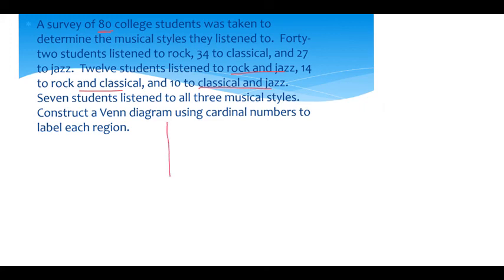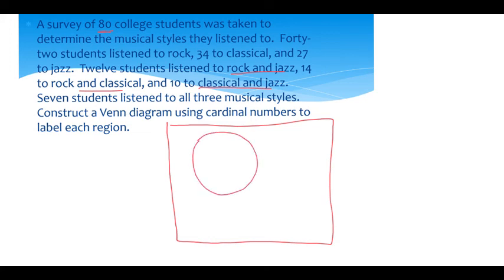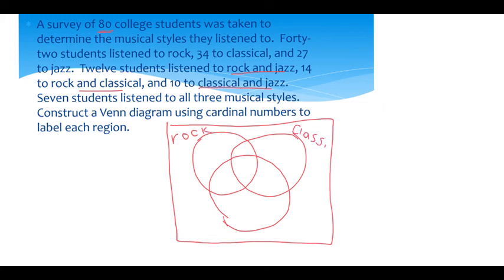So this time, because I have 3 different music sets or genres, I'm going to use a 3-circle Venn diagram. So we got to draw our 3 circles. And then I'll label them. Let's see here. We have rock, classical, and then jazz.